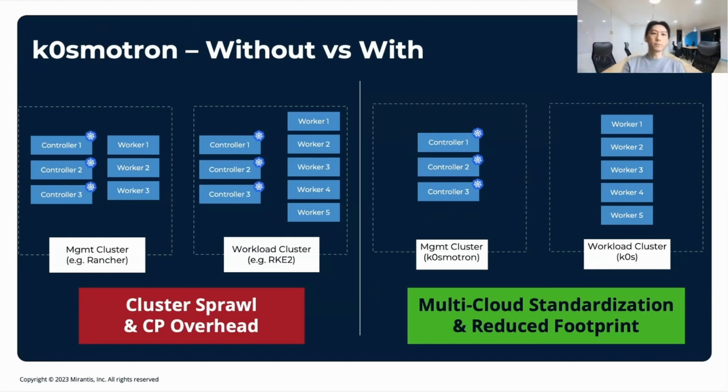So if you look at the differences between using k0smotron and without using k0smotron, traditionally, folks will run into the issue of cluster sprawl, where you have a management cluster where you have your controller nodes and you also have the worker nodes, which then connect to clusters, which also need controller nodes within the cluster and the workers within the cluster. So you're adding additional overhead in your workers, and you have multiple control plane components that you have to manage in all of your different clusters.